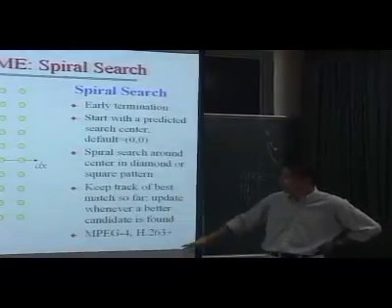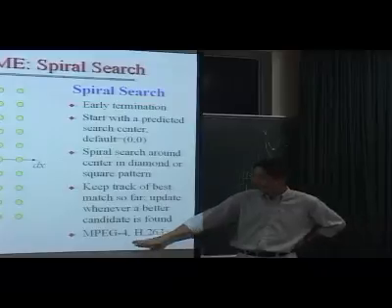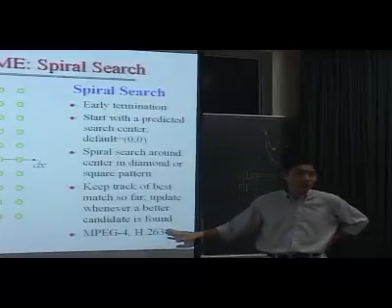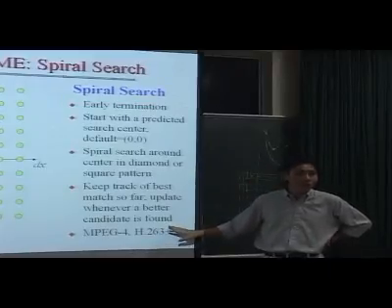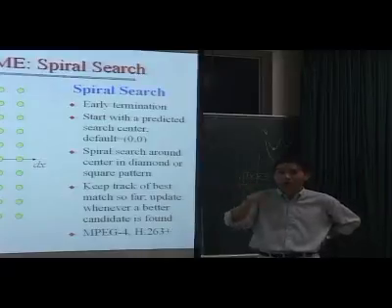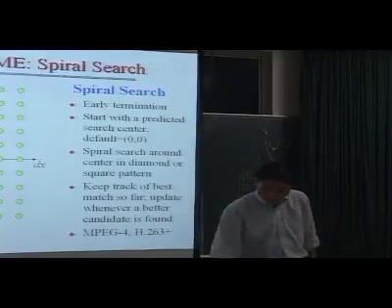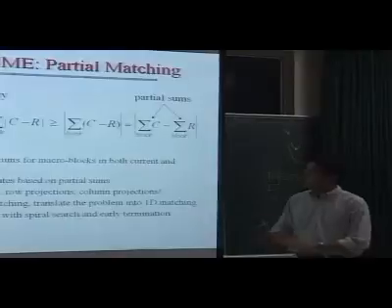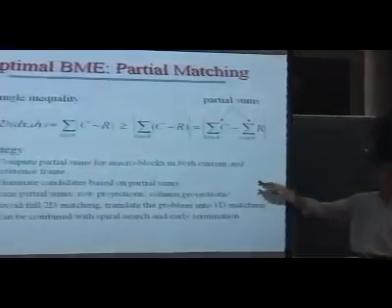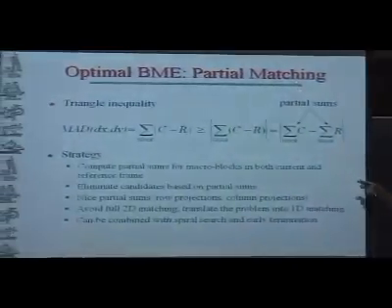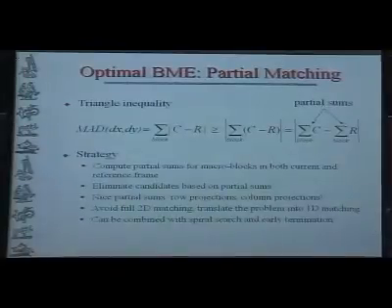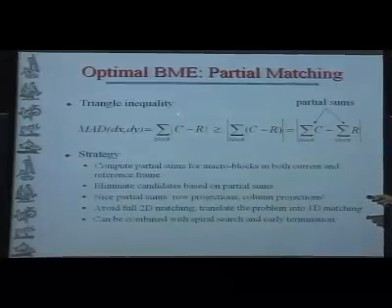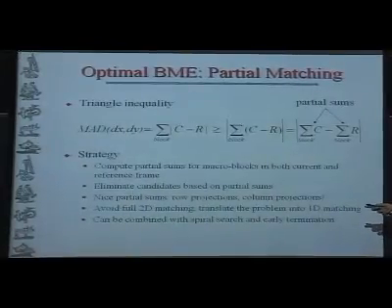This search is implemented in MPEG-4 and H.263+. So people actually do full search when they do motion estimation. Next, still optimal, but based on something we call partial matching. And that comes from a very nice observation: the triangle inequality. We all know this, right?